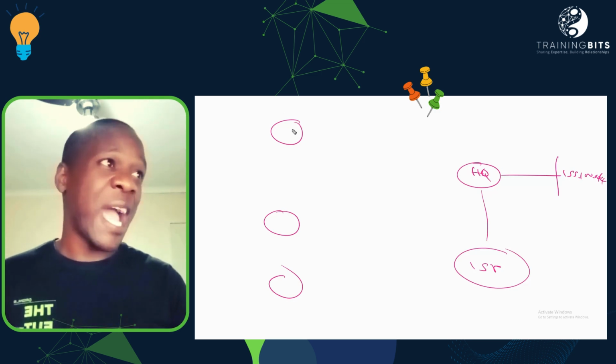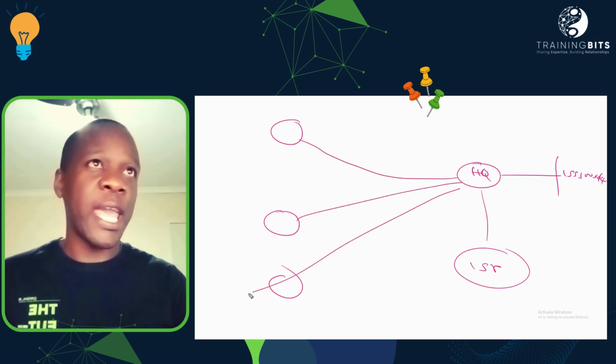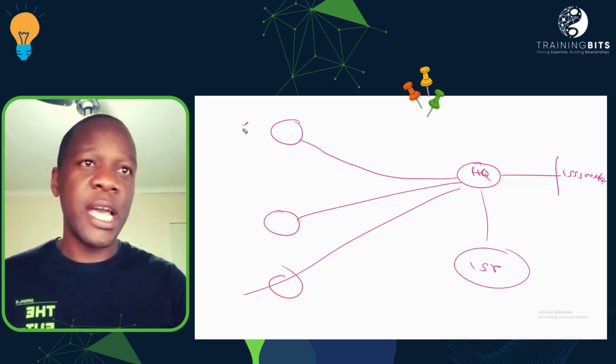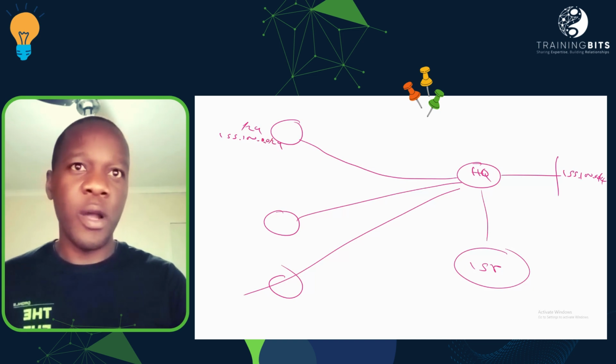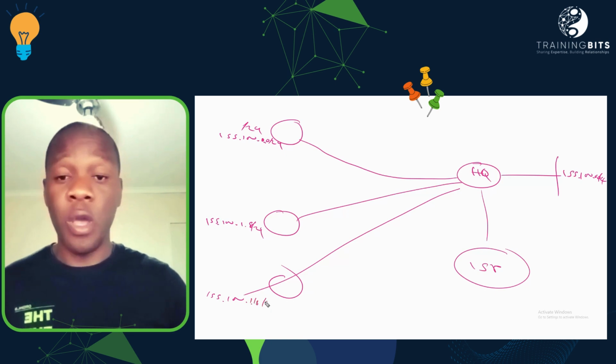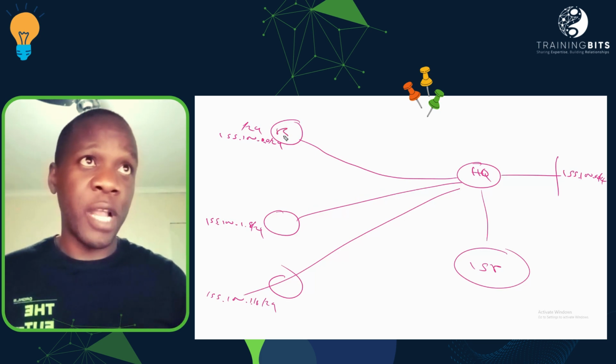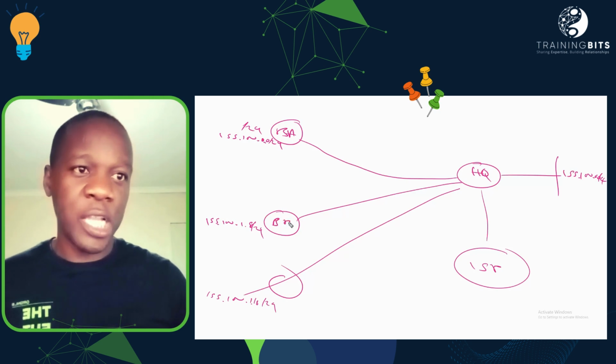So ideally, you're going to get layer 2 circuits, and you're going to have maybe a /29 here. You probably have 155.100.0.0/29. Maybe the other one is 155.100.1.8/29, and you've got 155.100.1.16/29. So you've got a couple of subnets at your different branch offices. This is branch A, this is branch B, this is branch C.